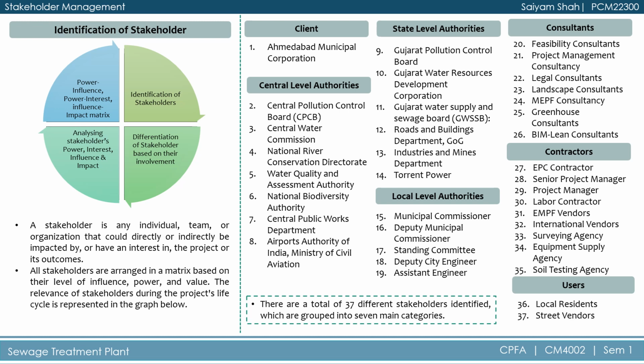A stakeholder is an individual, team, or organization that could be directly or indirectly impacted by or have an interest in the project or its outcomes. There are a total of 37 different stakeholders identified for the sewage treatment plant, which are grouped into seven main categories: client, central level authorities, state level authorities, local level authorities, consultants, contractors, and end users.